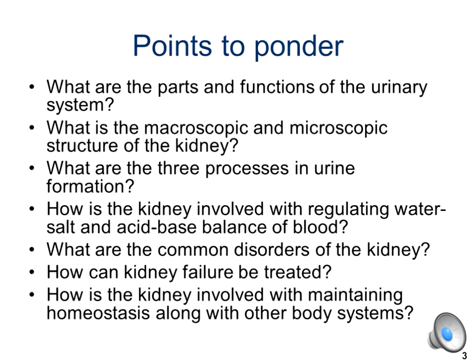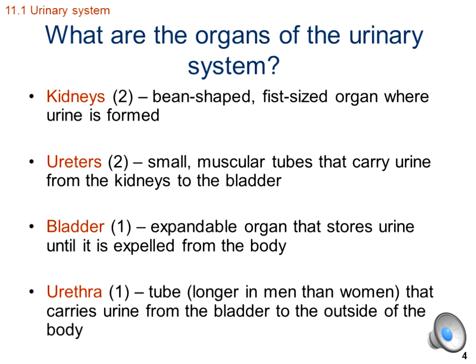So here are some points to ponder and things that we're going to discuss in this session. The different parts of the urinary system, the macroscopic, which are the organs themselves, and the microscopic structure of the kidneys, which include the nephrons, the way that urine is formed, how the kidney is involved in regulating your water and salt balance, and we'll talk about two different hormones there, aldosterone and antidiuretic hormone, and we'll also talk about the acid-base balance of blood, some disorders of the kidneys, how kidney failure is treated, and how the kidney is involved in maintaining homeostasis, specifically in its role in maintaining that water-salt balance and that acid-base balance.